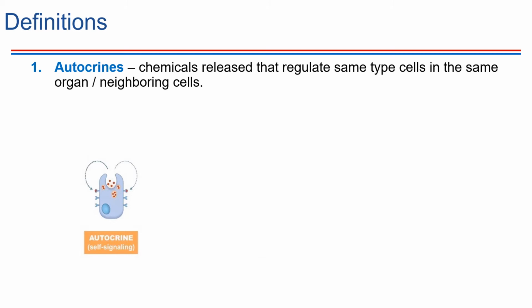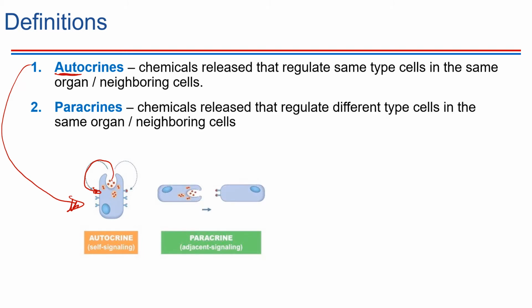Autocrines are chemicals like hormones, except that they only stimulate the same type of cells in the same organ. And so they're releasing them, and they have receptors on themselves, or the cell right next to them that's the same exact kind of cell. Those are autocrines. Auto means self. So they're self-stimulating.